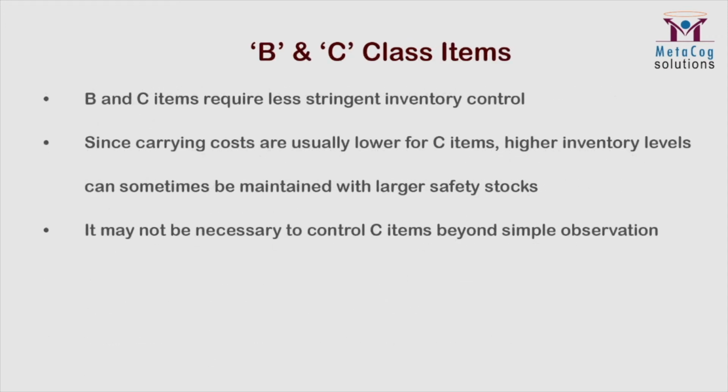B and C-class items. B and C-class items require less stringent inventory control. Since carrying costs are usually lower for C-class items, higher inventory levels can sometimes be maintained with larger safety stocks. It may not be necessary to control C-class items beyond simple observation techniques.